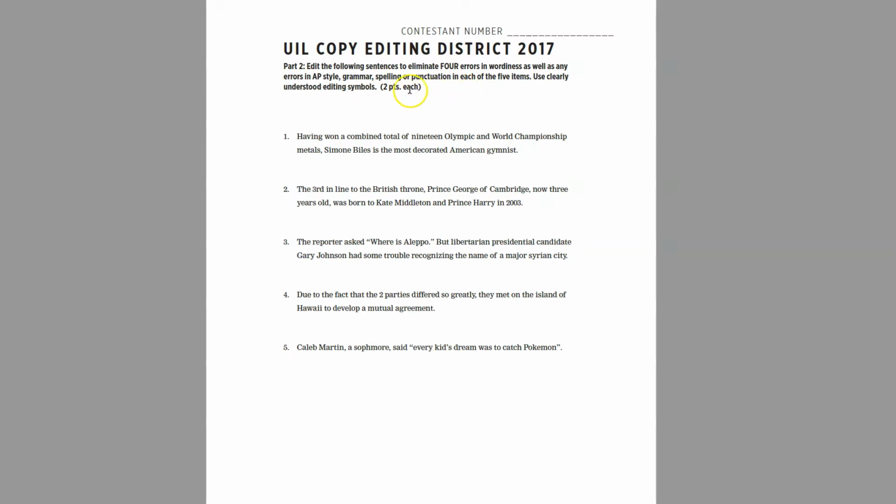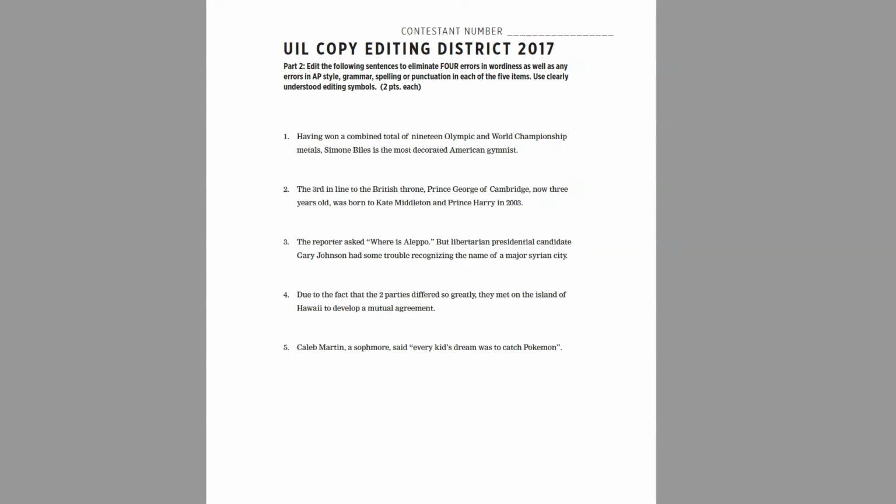Items, not atoms. Use clearly understood editing symbols. So they're looking for the same kind of skills as they looked for above, but now it's a little more open-ended. They're giving you the chance to edit this using journalism style. This is really what makes or breaks you, because you need to understand, how do we do quotes in journalism? How are things structured? How do we use the AP style guide and all that?